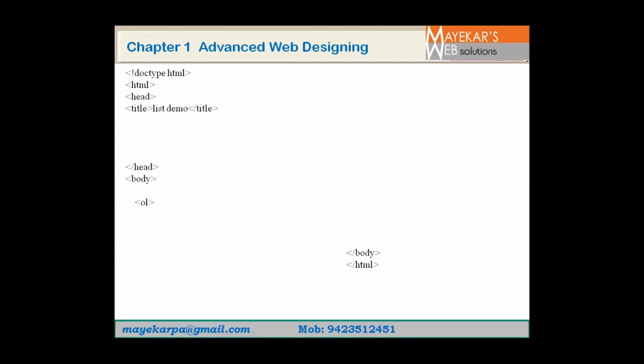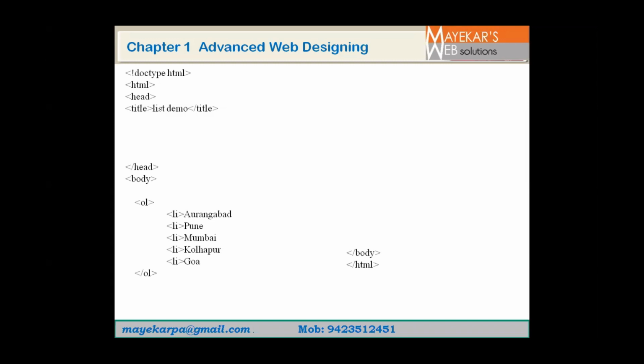And next is an OL tag. Here we are going to create an ordered list. The ordered list must be closed by slash OL. Now the elements start here with the li tag. The first list element is Aurangabad. Next element is Pune. Next list element is Mumbai. Fourth list element is Kolhapur, and the last element is Goa. So these are the tourist cities.